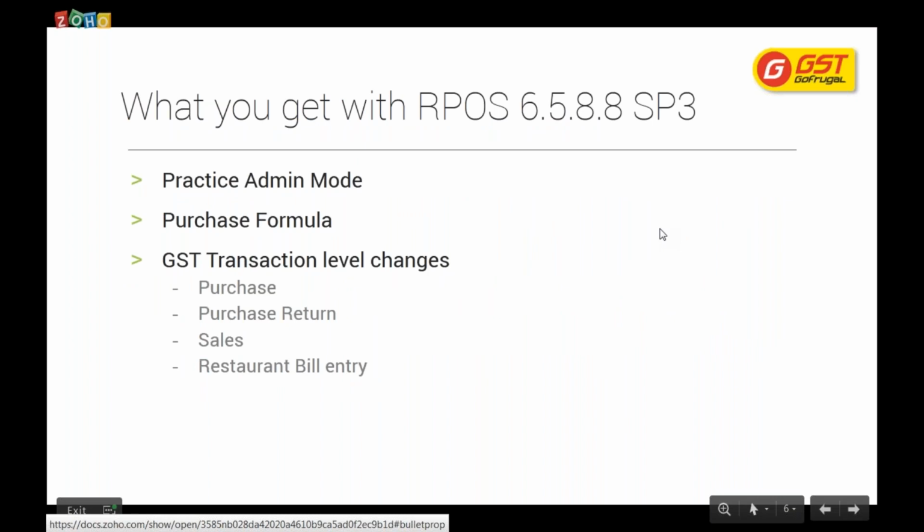These are all the attributes you will get in the latest version, RPOS 6.5.8.8 Service Pack 3. We are going to explain practice admin mode, purchase formula configuration, and also basic GST transactions like purchase, purchase return, sales, and restaurant bill entry, and also how these transactions will reflect in the accounts.